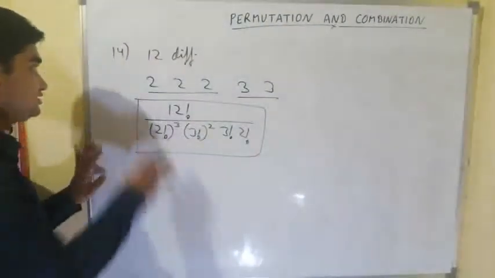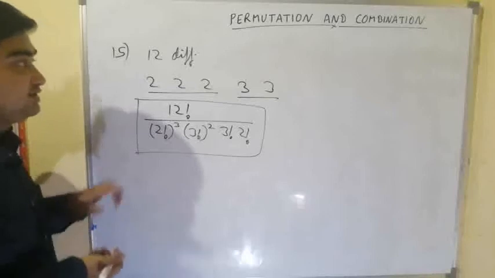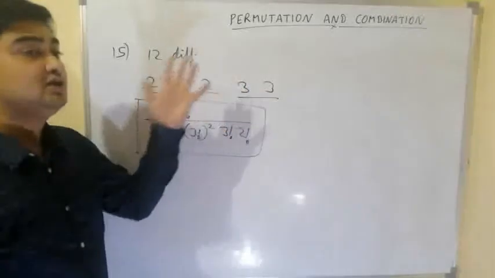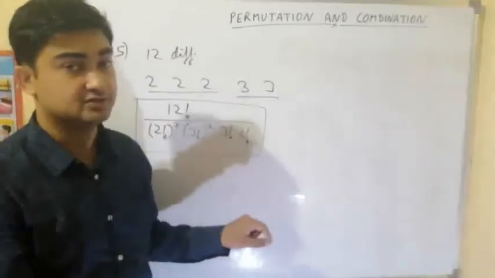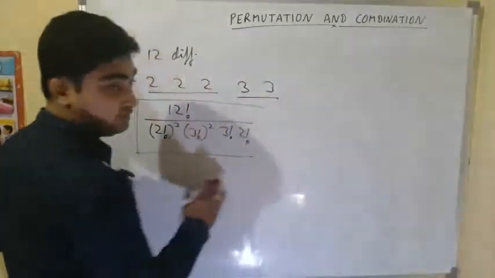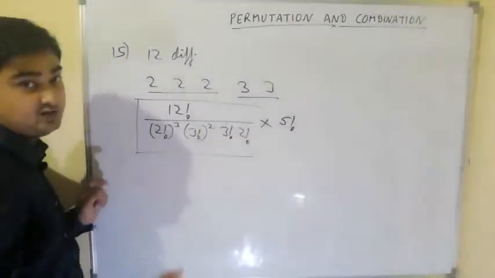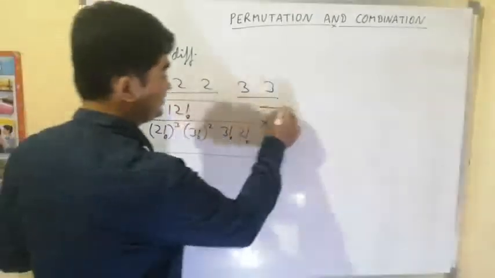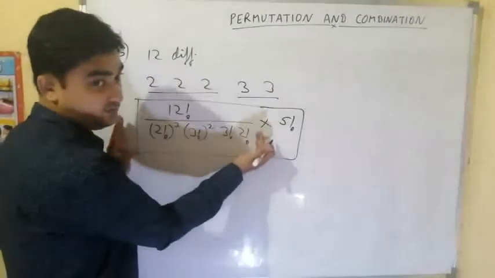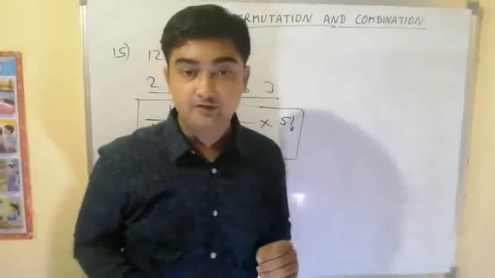Question number 15 is the same problem, but instead of division in groups in this manner, they are saying that 12 different things in the manner 2, 2, 2 and 3, 3 in 5 groups are to be distributed to 5 persons. Then what will happen? First divide in groups, then any person can go to any group. So they can arrange in 5 factorial ways. So total ways are now this into 5 factorial, because already this is the number of ways in which we can divide in groups. After dividing in groups, we'll call 5 persons.